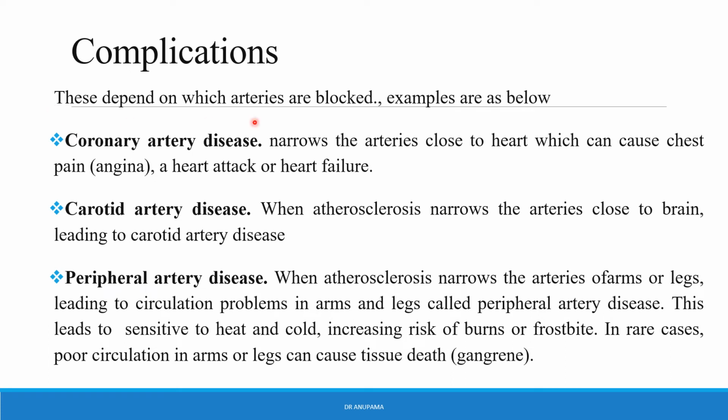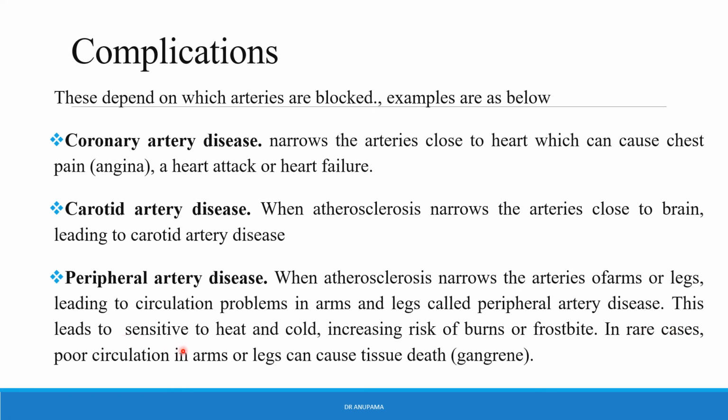Complications depend on which arteries are blocked. Say for example, we have coronary heart disease. This narrows the arteries close to heart, which can cause chest pain, that is angina, a heart attack, or heart failure. Next, we have carotid artery disease. When atherosclerosis narrows the arteries close to the brain, it leads to carotid artery disease. Then we have peripheral artery disease. When atherosclerosis narrows the arteries of arms and legs, leading to circulatory problems in the arms and legs, this is called peripheral artery disease.